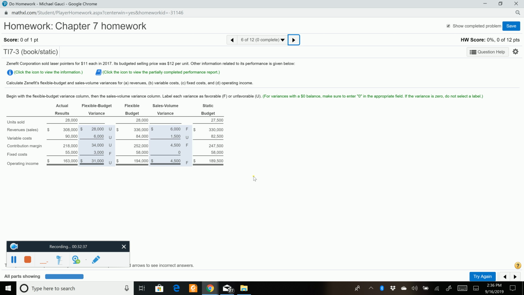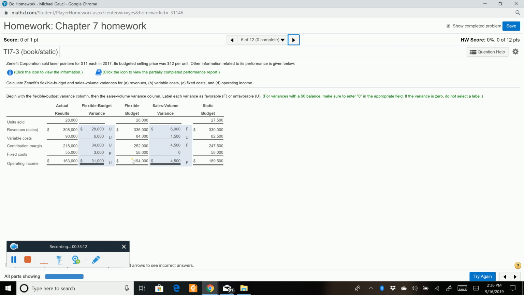Basically, when you have all of these columns together, the difference between the actual results and the flex budget are the flex budget variances. And just so you can piece this all together, these flex budget variances in a level 3 analysis are broken down between price and efficiency variances, which we practiced in prior homework problems. And then the difference between the flex budget and the static budget is simply the difference in your units sold. That's why we call them sales volume variances.